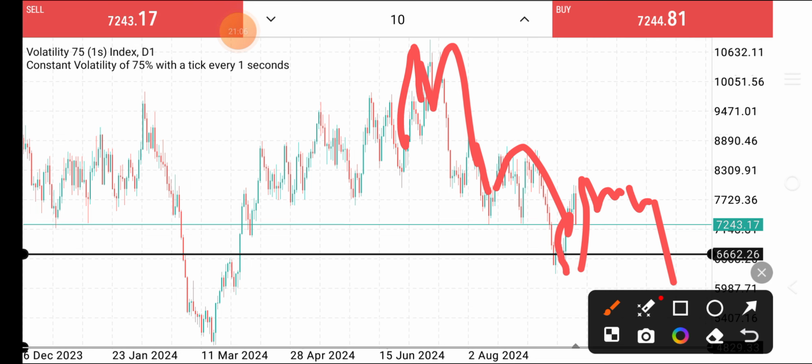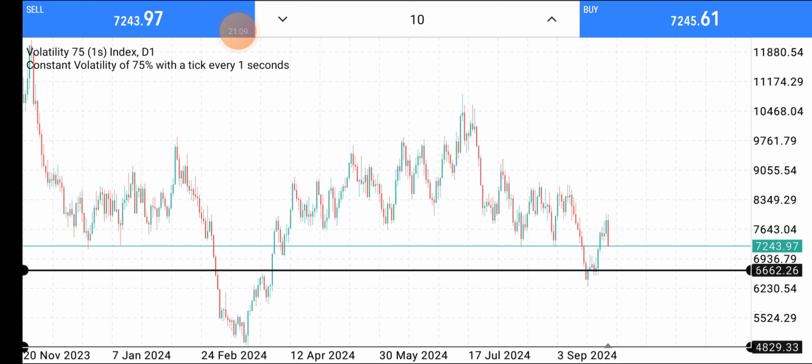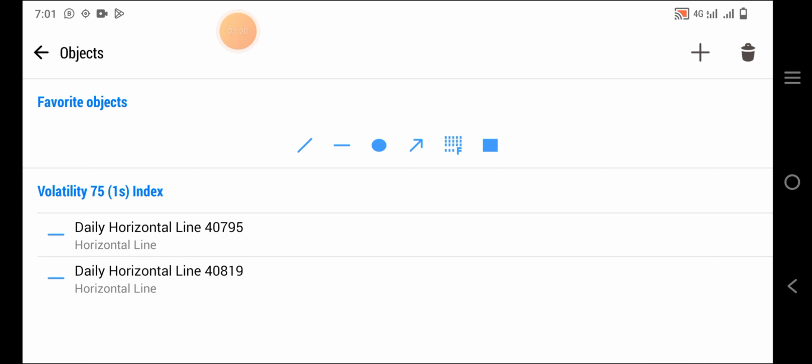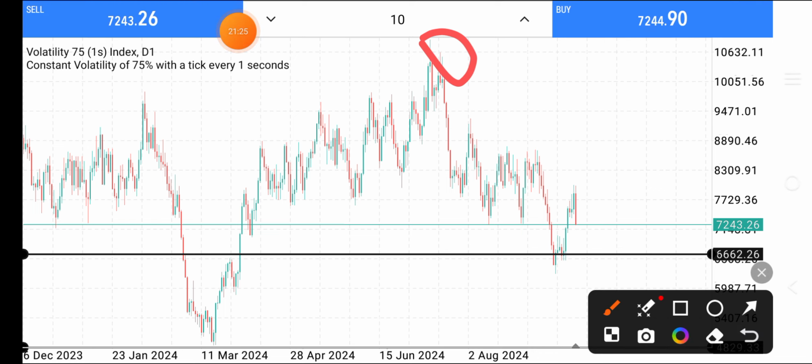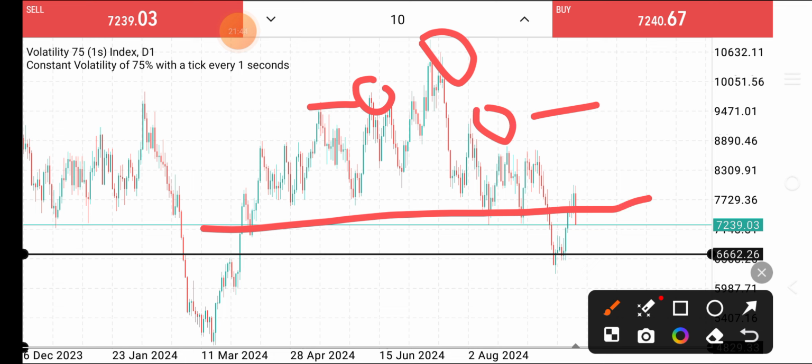But let's try and mark it out. Every M has what is called the head, the left shoulder, the right shoulder, and the neckline. So let's mark that out. This is the head. This is the left shoulder, this is the right shoulder, and this is the neck. This is the neck actually.